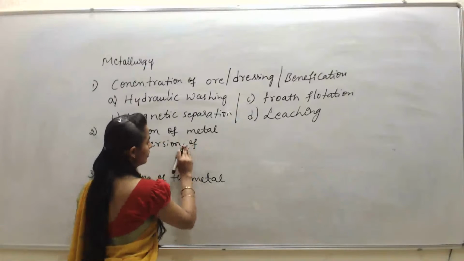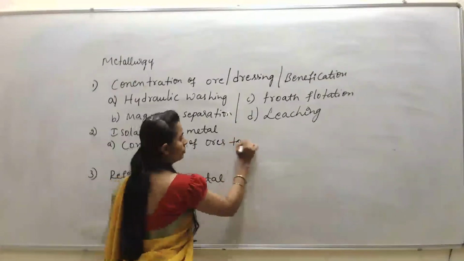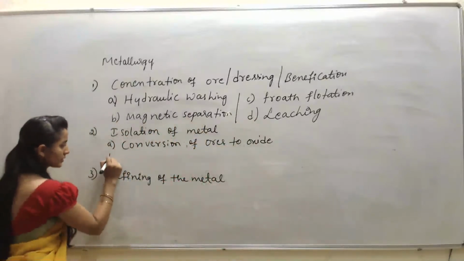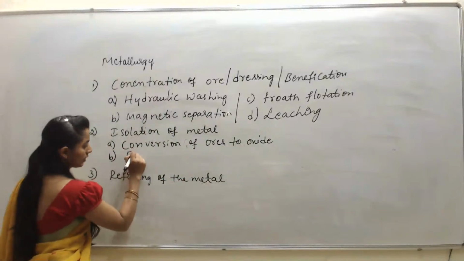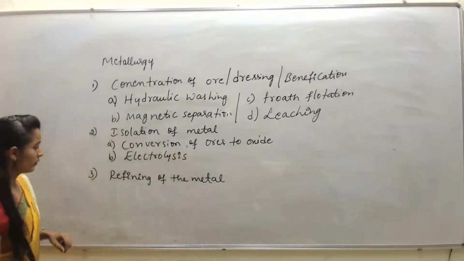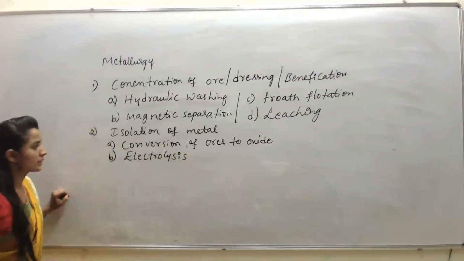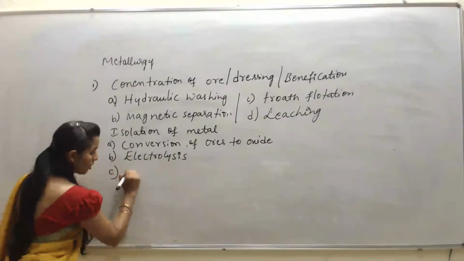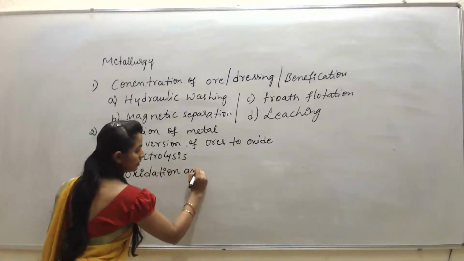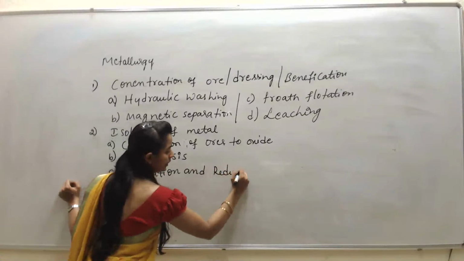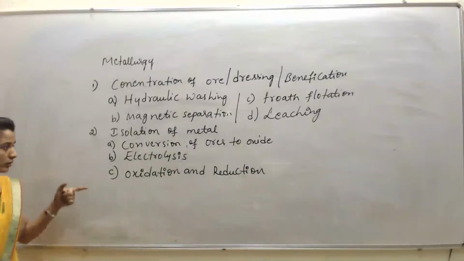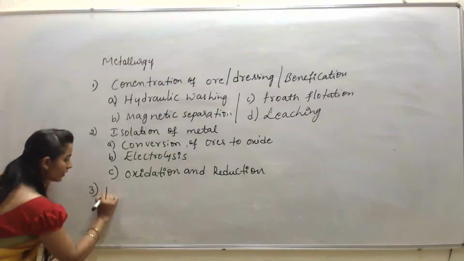This isolation involves conversion of ores to oxide. Second one is electrolysis. And third one is oxidation and reduction. Okay. So the last one is refining.